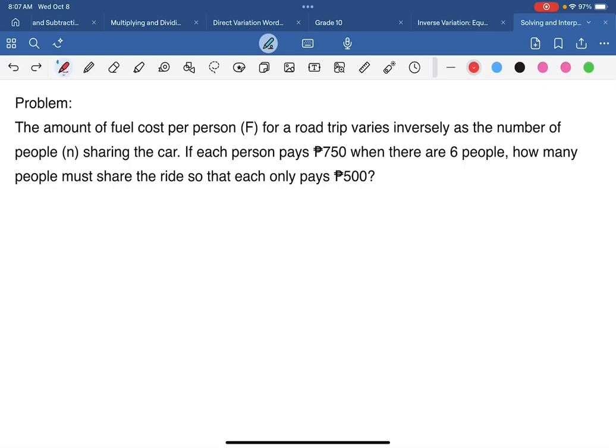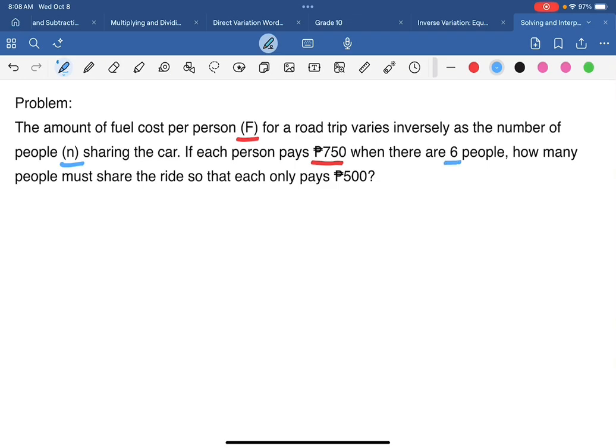Last problem for today's discussion, we have the amount of fuel cost per person F for a road trip varies inversely as the number of people N sharing the car. If each person pays 750 pesos when there are 6 people, how many people must share the ride so that each person pays 500 pesos? So based here, we are given the variables already. We have F for 750 pesos, the fuel cost, and for the number of people N here, there are 6.